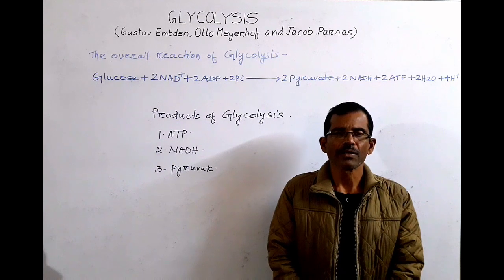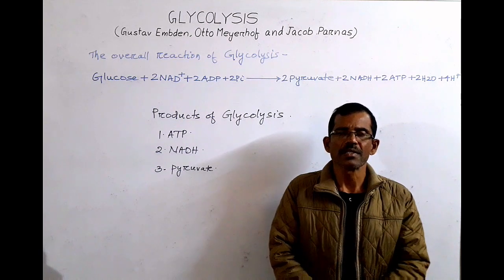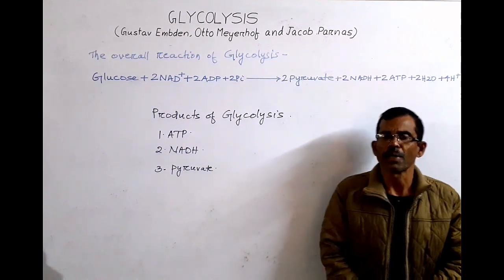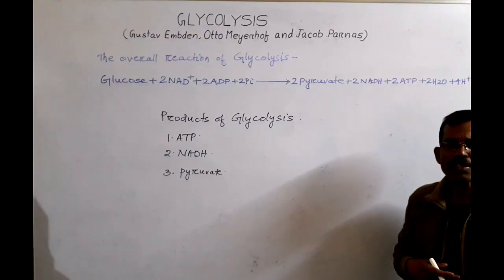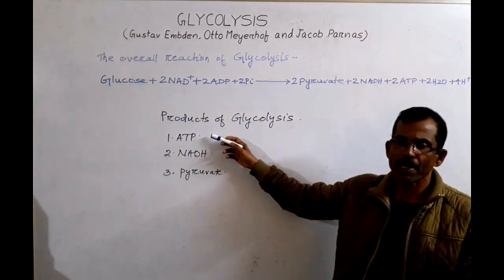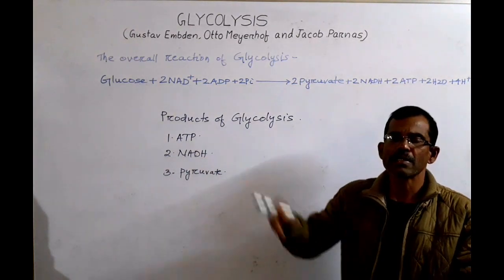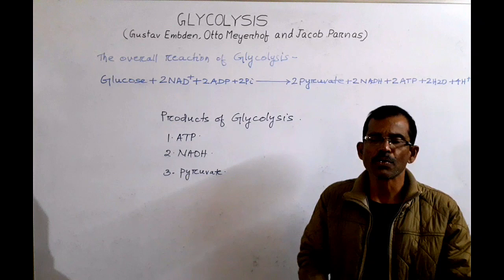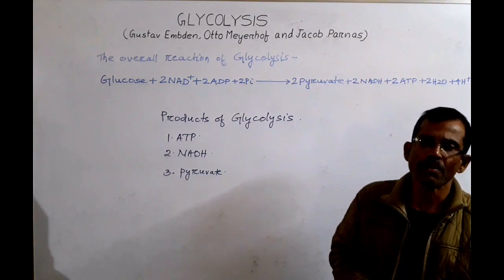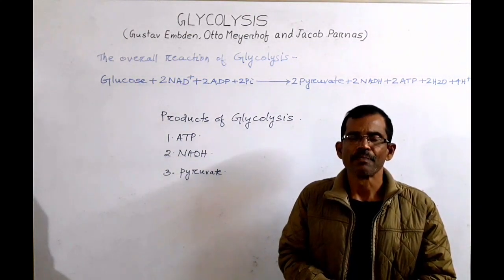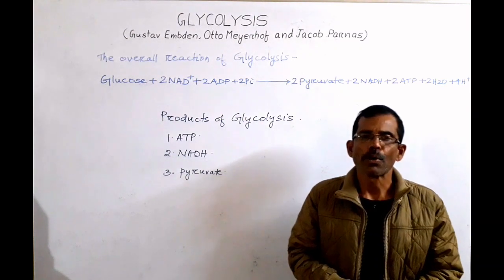Glycolysis is a metabolic pathway by which each molecule of glucose is partially oxidized, yielding two molecules of pyruvate. This is the overall reaction of glycolysis. The products of glycolysis are ATP, NADH and pyruvate. In stage 1 of glycolysis, 2 ATP are consumed, whereas in stage 2, 4 ATP are produced by the process of substrate level phosphorylation. Glycolysis therefore has a net profit of 2 ATP per glucose.